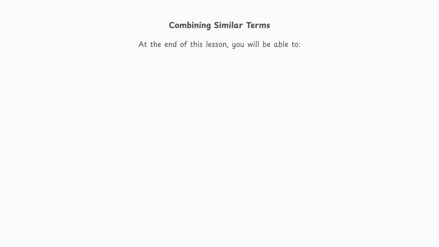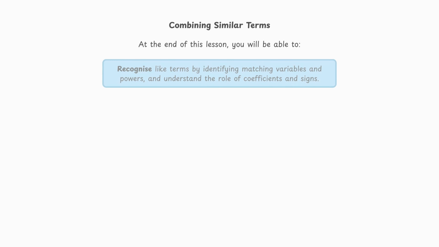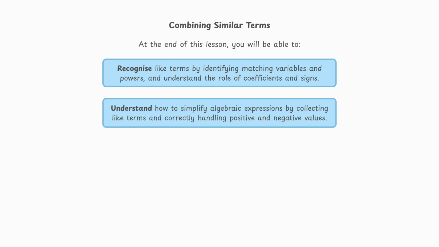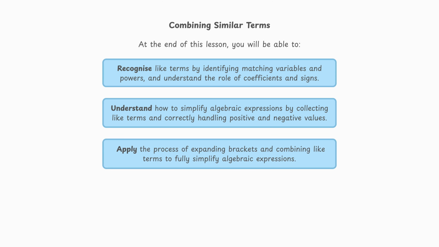By the time you finish this video, you will be able to recognize like terms by spotting matching letters and powers, and understanding how coefficients and signs affect each term. Next, simplify expressions by carefully collecting like terms and handling positive and negative values correctly. Finally, you'll apply this knowledge by expanding brackets and combining like terms to fully simplify algebraic expressions. Let's get started.